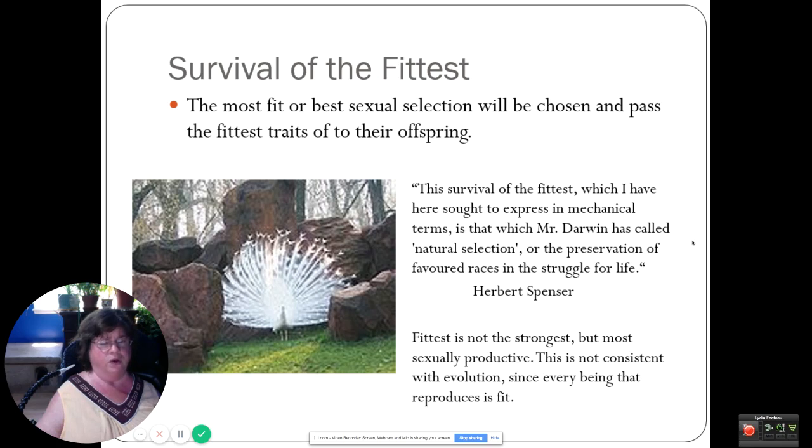Fitness is not the strongest, but the most sexually productive. So when we say fit, we don't mean fit like super muscles or really extreme health. The idea is the fittest is the one that wins the ultimate competition, the competition to breed. So this is kind of not consistent with evolution, since every being that reproduces is fit.